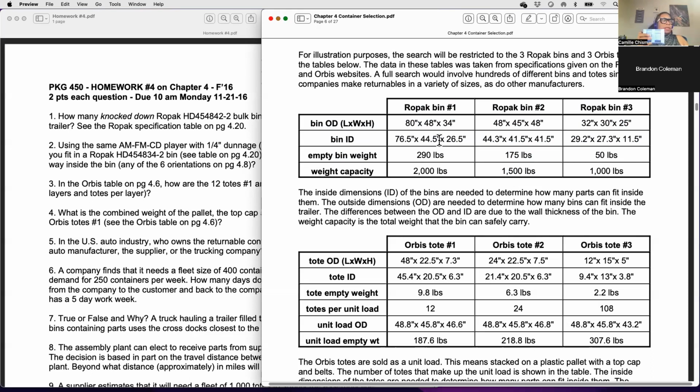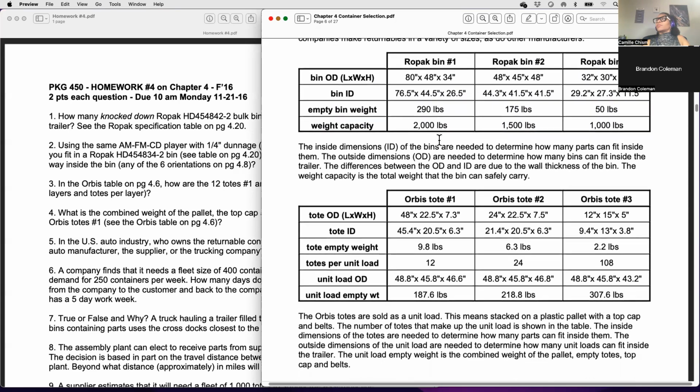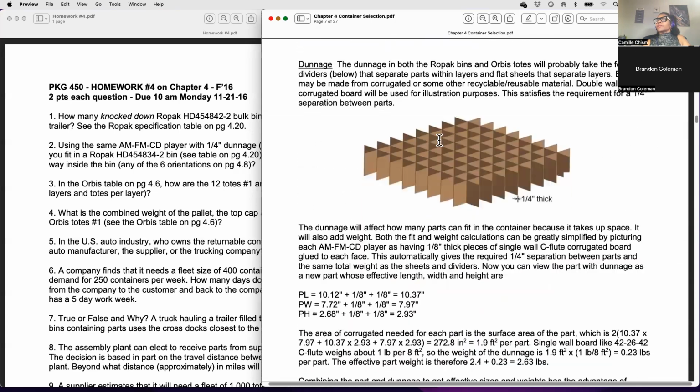Then the next one is this one, the standard 48 by 45 and 48 inches tall, which is basically going to be double stacked in the trailer. And then the third one is the one that I like to call the baby roll pack because it's almost like a cube. It's very close to a cube. And those with the height of 25 inches could be stacked 4 high in a trailer on a truck. So just keep those things in mind as we go through this exercise.